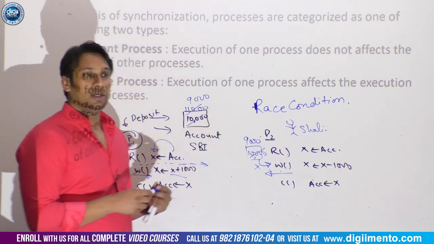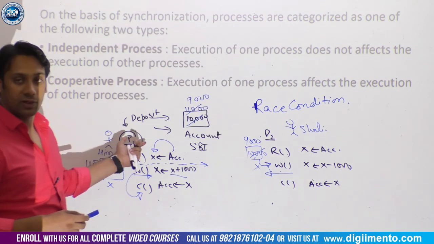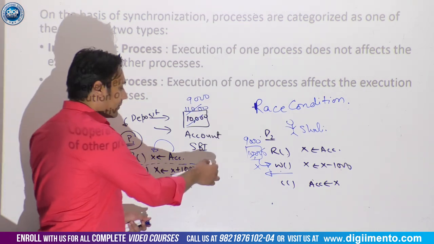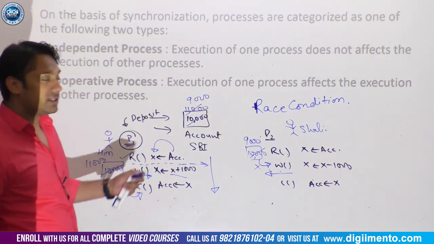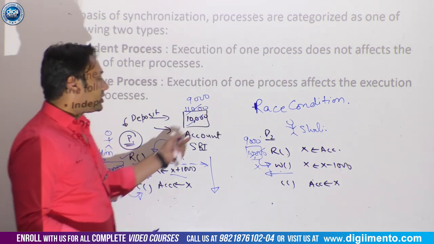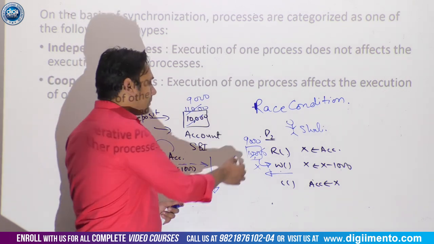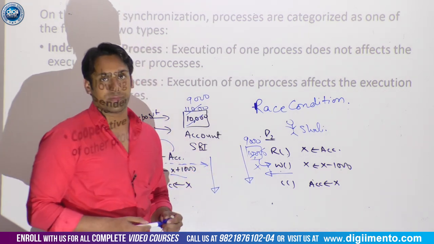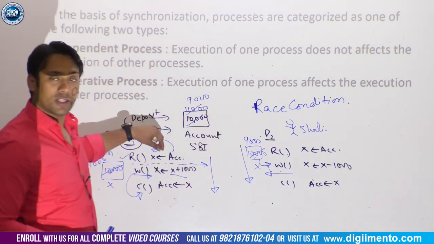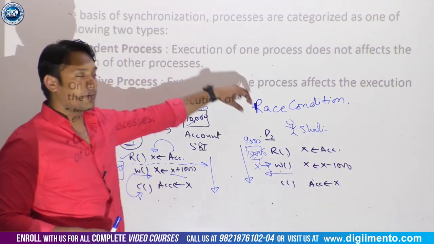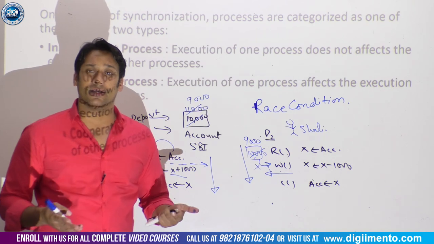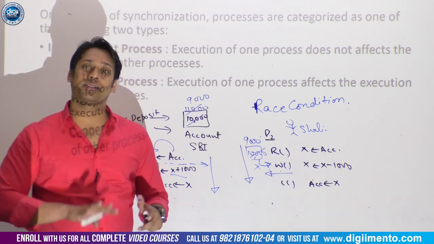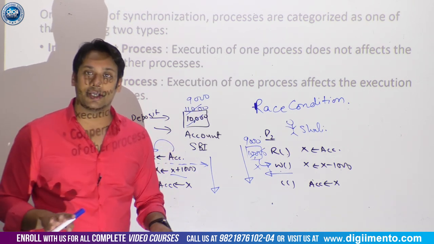It can also happen that the CPU is first given to process P1. Process P1 executes all these three statements, and after that the CPU is given to process P2, which then executes all its three statements. If first only process P1 executes and then only process P2 executes, in that case it is consistent. The data we get will be correct data. There will not be any issues.